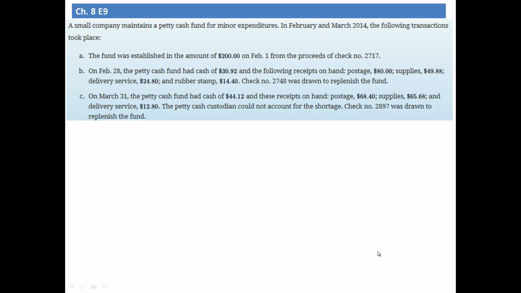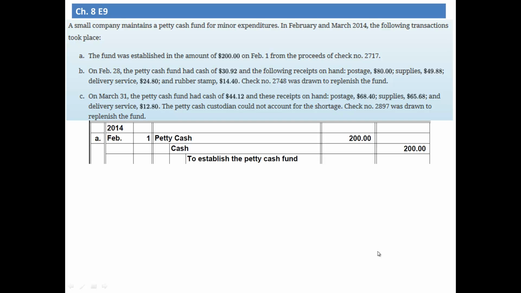In February and March, the following transactions took place. The fund was established in the amount of $200 on February 1st from the proceeds of check number 2717. So with that, here is the journal entry on February 1st. We're going to debit petty cash and credit cash, because somebody from the company wrote check number 2717, took it to the bank, and cashed it so they could physically have the cash on hand on location. So we debit petty cash to establish the fund, and then we credit cash.